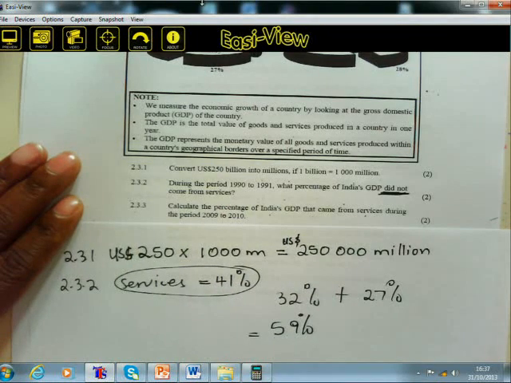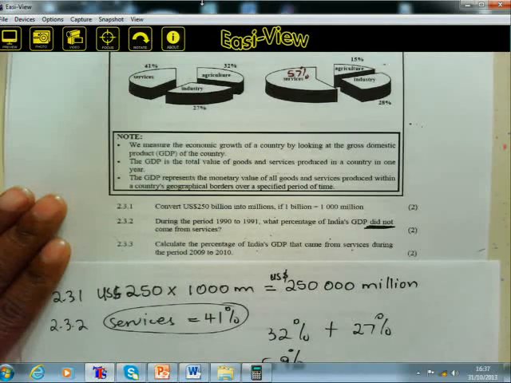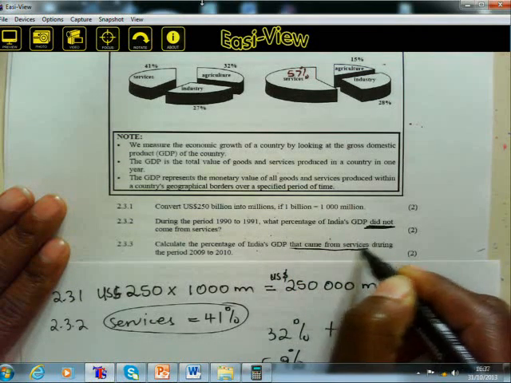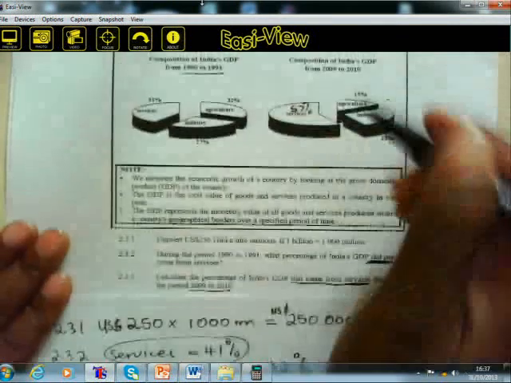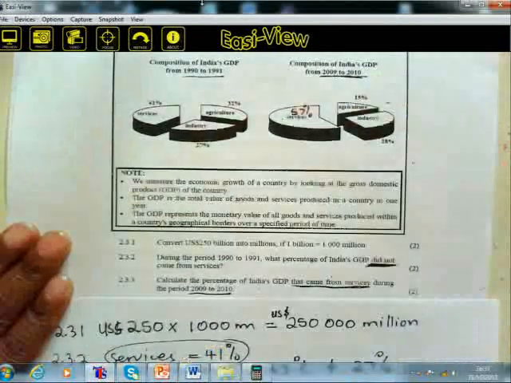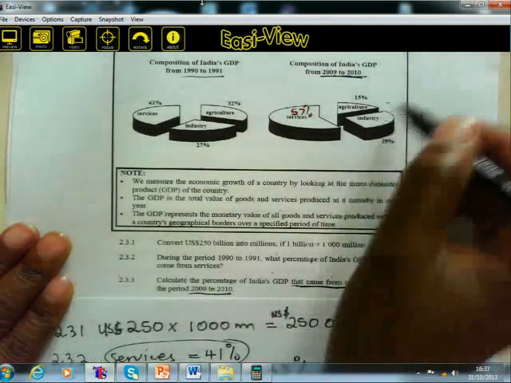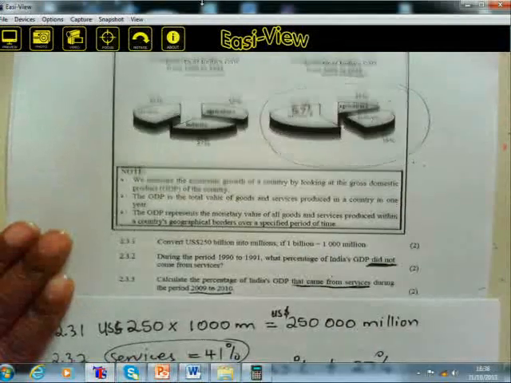2.3.3, calculate the percentage of India's GDP that came from services during the period 2009 to 2010. See how confusing they can be? Calculate the percentage of India's GDP that came from services, but look at the period 2009 and 2010. We got this side, 2009 and 2010. What is the percentage? We already calculated it because we knew that the whole pie chart must give us 100%. And since it was not given, we were able to calculate it.